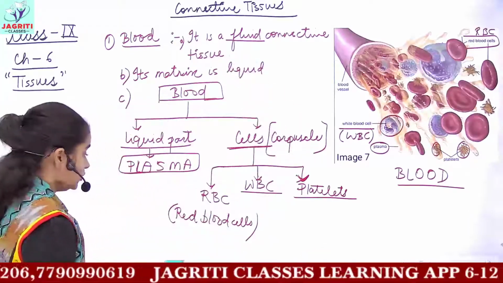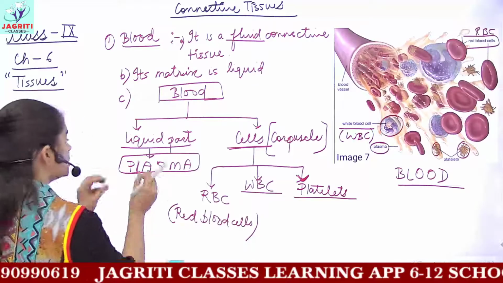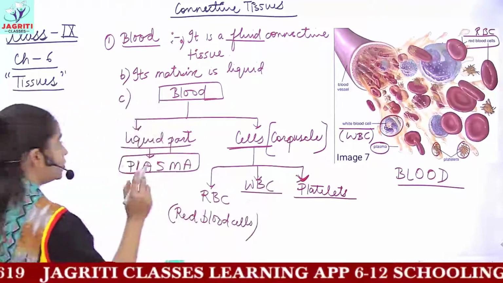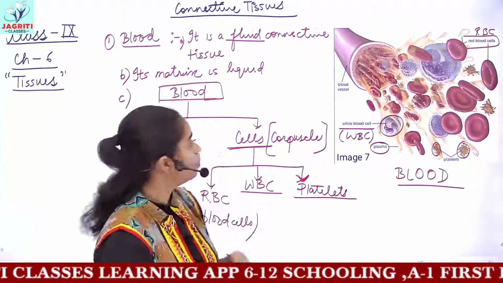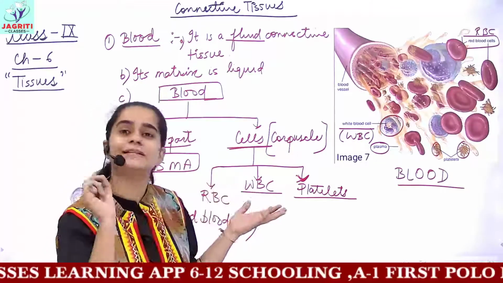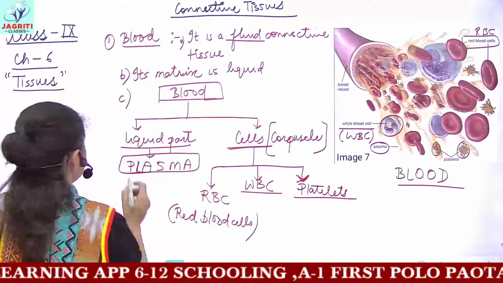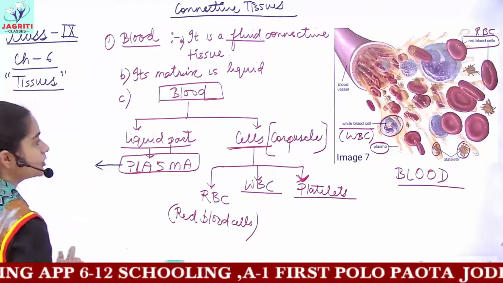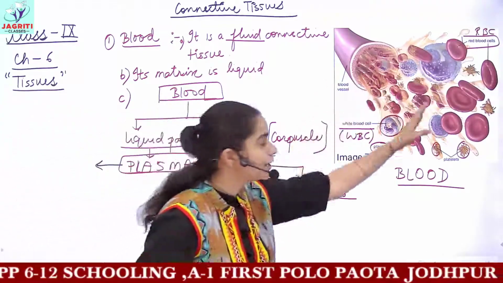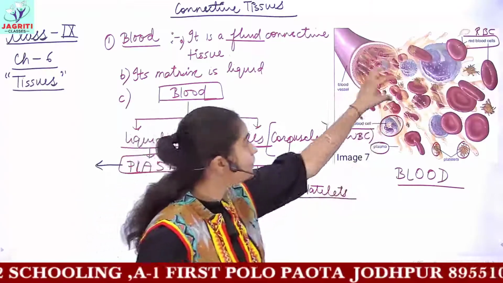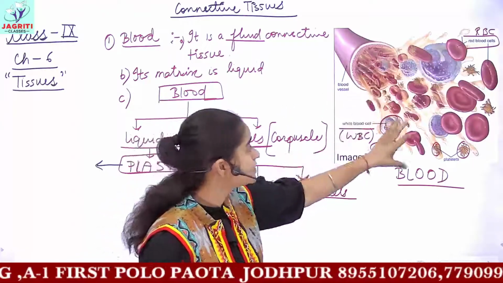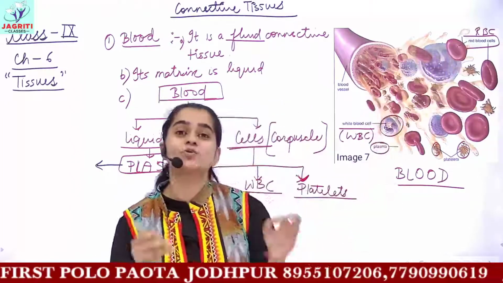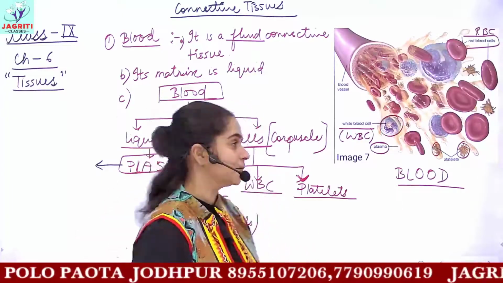Now let's see their functions. What are the functions of each component? Describing it in short, because it is given very briefly, we'll be strictly limited to the syllabus which we are provided. So the function of plasma, first I say, it is the fluid part of blood. And it has different cells, blood cells, which can float in the plasma.